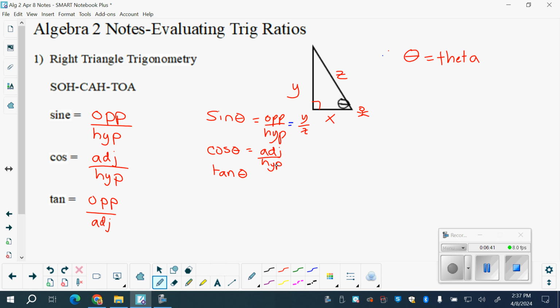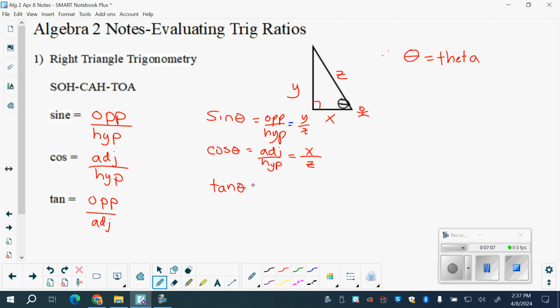So we have adjacent to the theta. What would be the adjacent leg? X. And why did we not say z? Because z is actually adjacent also, but why did we not say z? It is the hypotenuse. It's not a leg. And then the hypotenuse would be z.